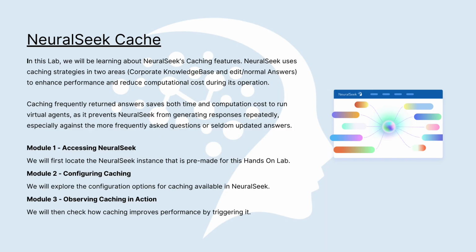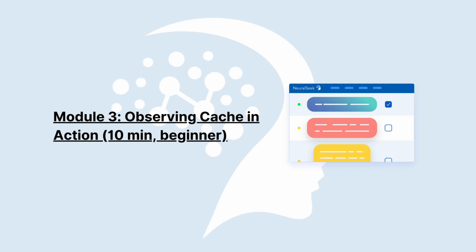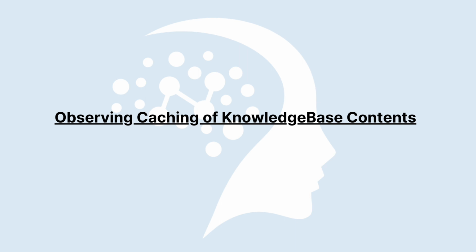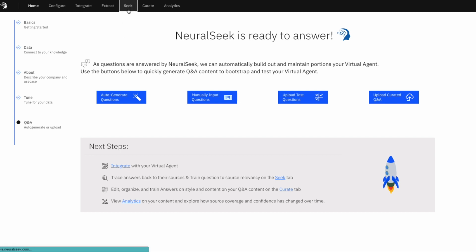Welcome to the NeuralSeek Cache Hands-On Lab, Module Number 3, Observing Caching in Action. We can check whether the contents are being cached or not by running a Seek and monitoring how much time is spent on retrieving the knowledge base.